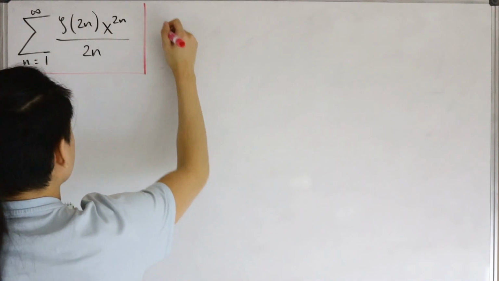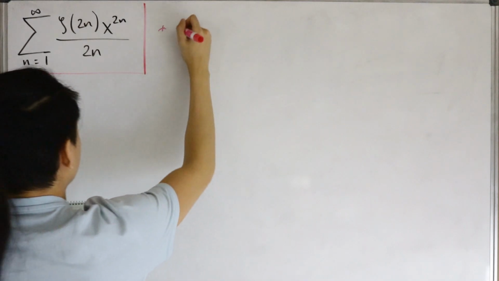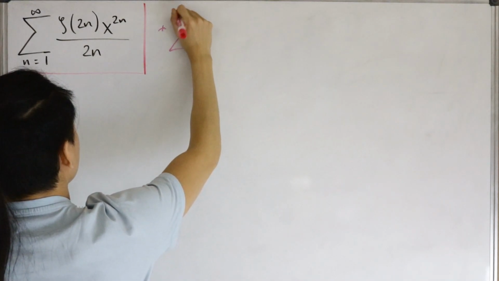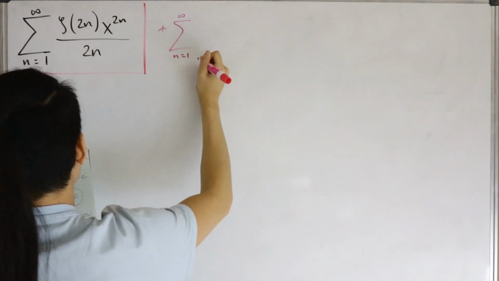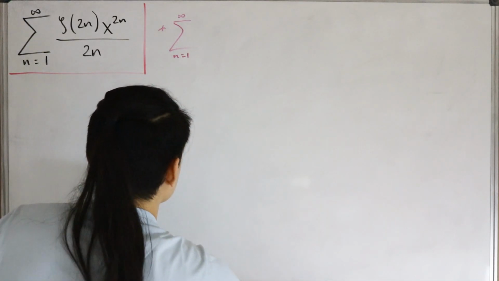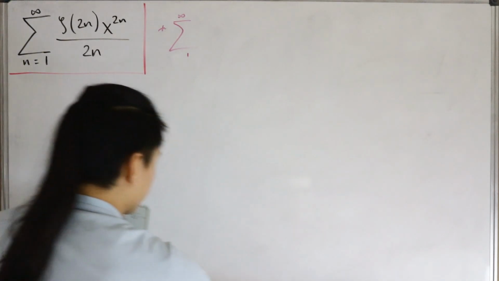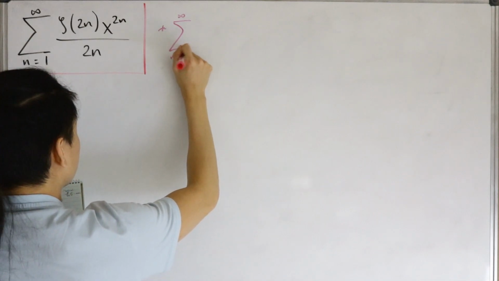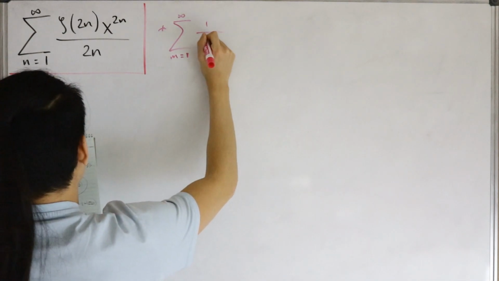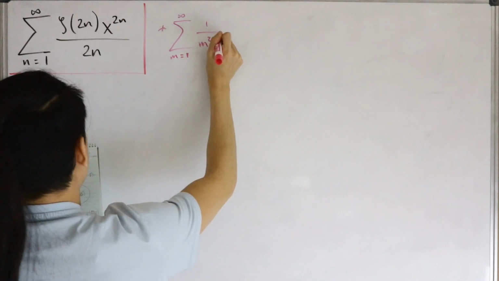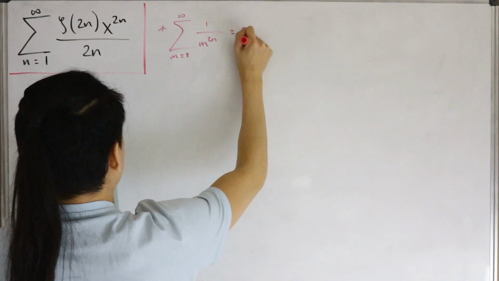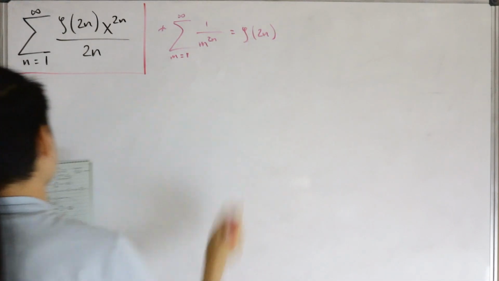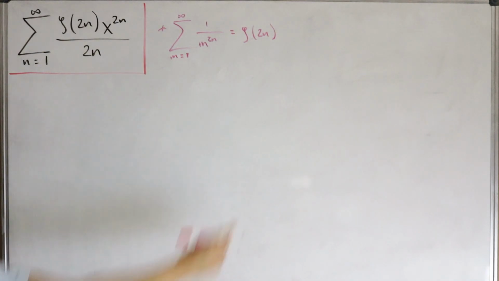Let me first write down some definitions. For one, the Riemann-Zeta function, we know that it is equal to the sum, and let me write this with a different notation, I'll write the index as m. So the sum from m equals 1 of 1 divided by m to the power 2n is going to equal the Riemann-Zeta at 2n. We'll be utilizing that substitution.